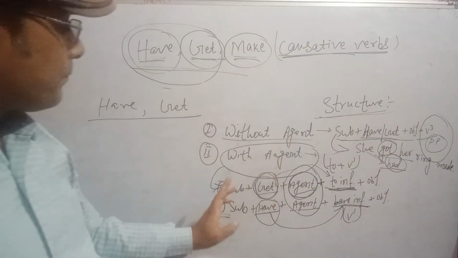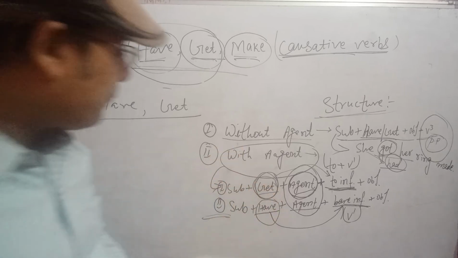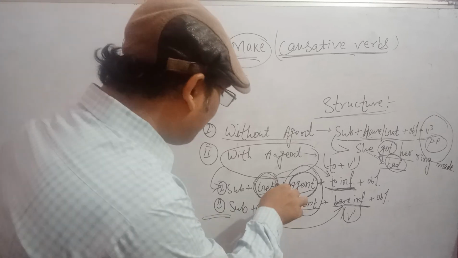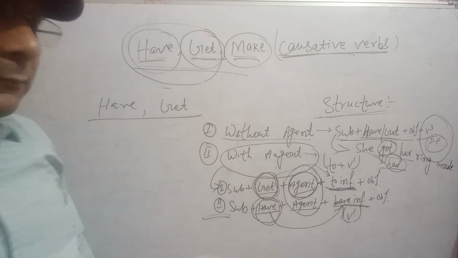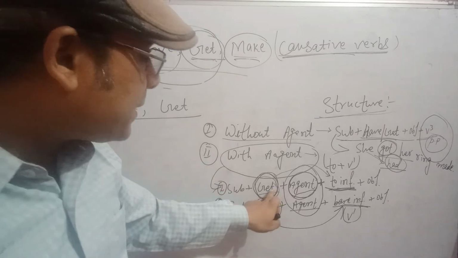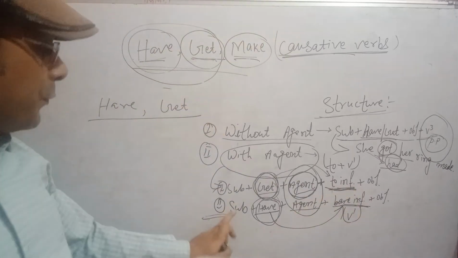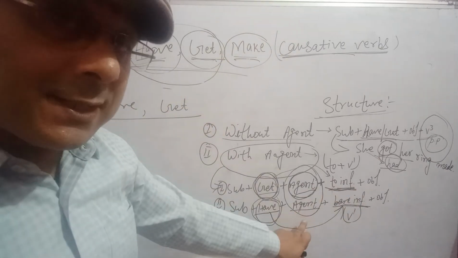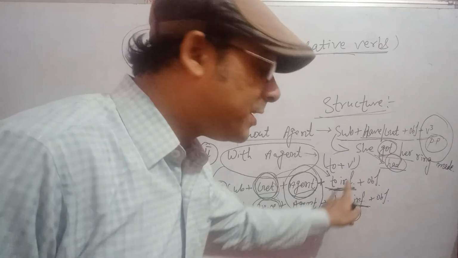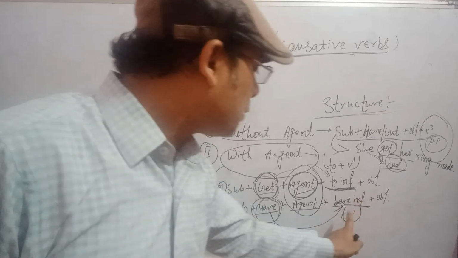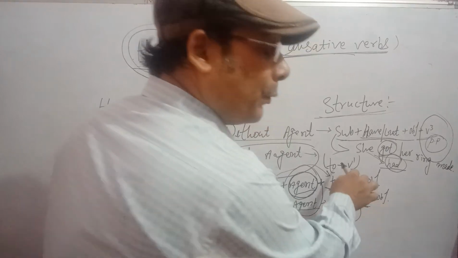With agent, two structures are here. One structure for using get, another structure for using have. If we use get with agent, to infinitive should be there. If we use have with agent, bare infinitive should be there. We must know bare infinitive means the infinitive without to, V1, the base form of the verb, while to infinitive is V1 with to.